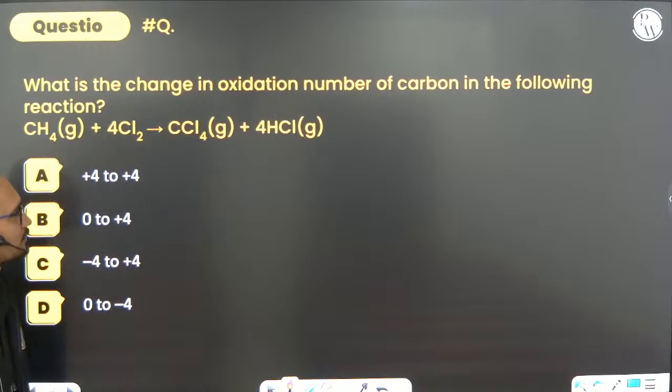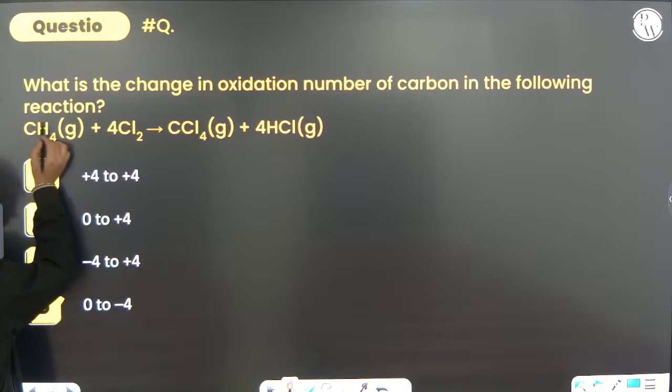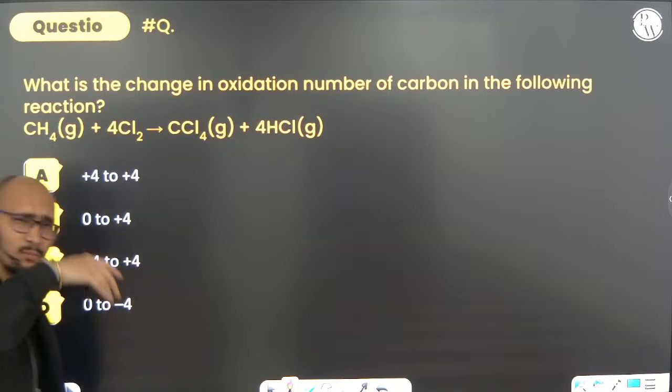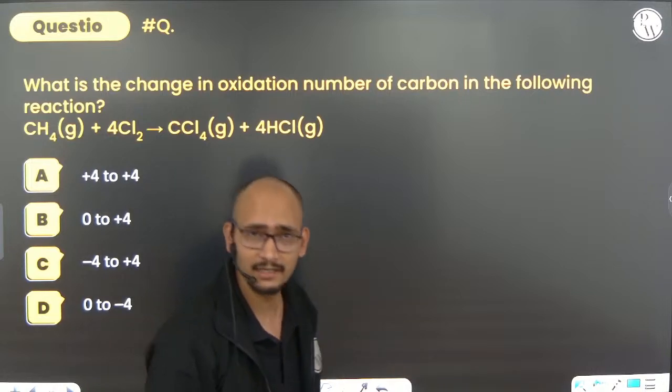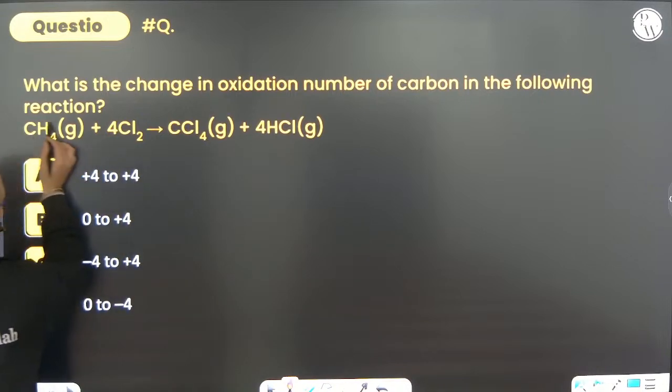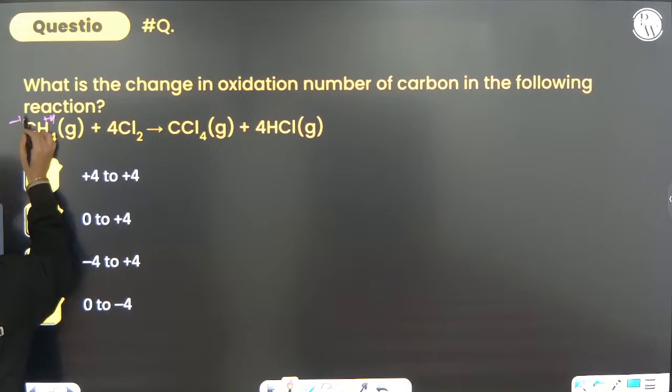CH4 plus Cl2 converting to CCl4. In CH4, what is the oxidation state of carbon? Because hydrogen is less electronegative and carbon is more electronegative, carbon will have a negative charge. How much negative charge? Hydrogen is 4, so +4, so carbon will have -4.